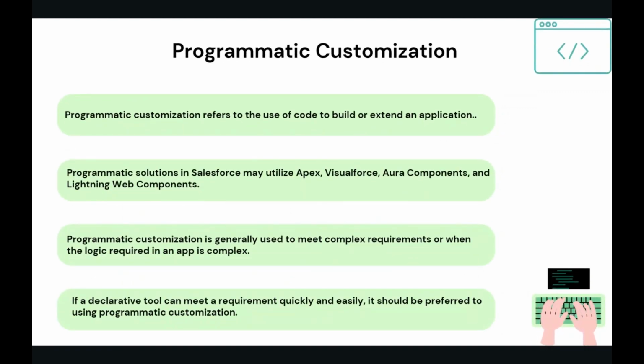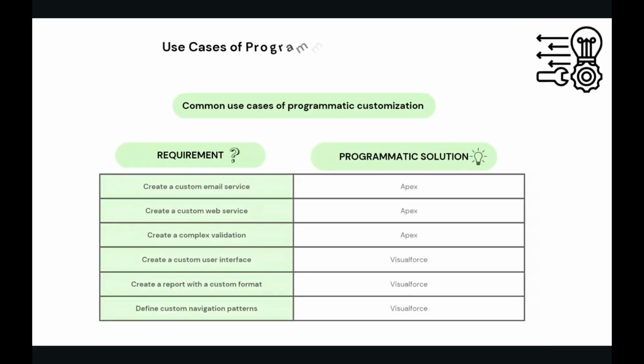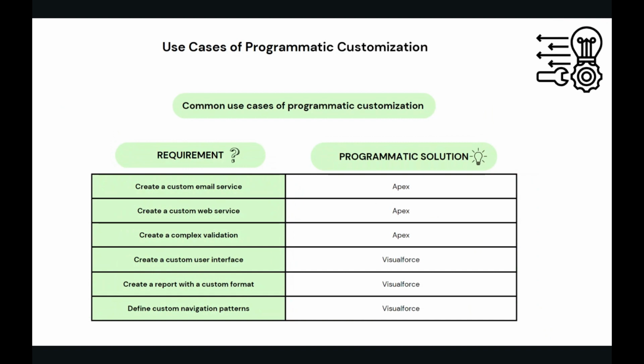Programmatic customization is used to meet complex requirements such as extending platform features, creating a custom user experience, supporting complex business processes, adding custom functionality, and implementing complex or custom transactional logic. And for that, you can use Apex, Visualforce, Aura components, and Lightning Web components. These are some use cases of programmatic customization.